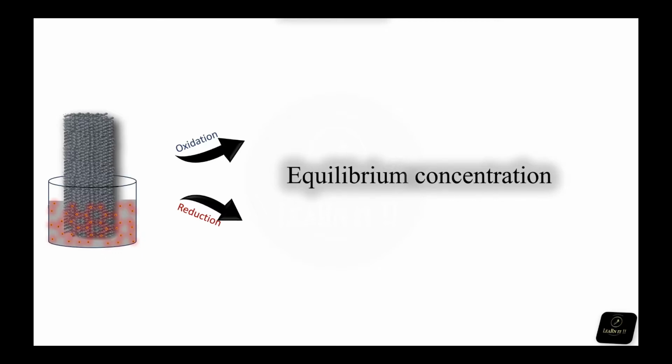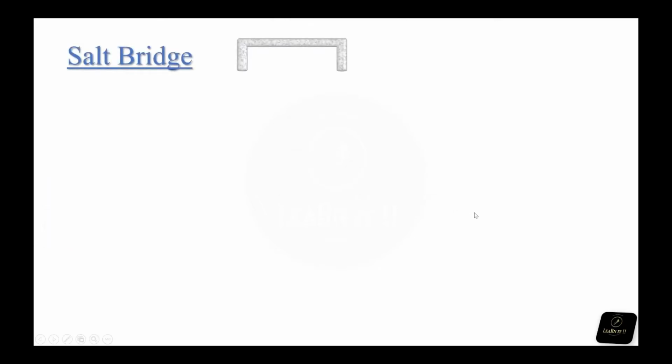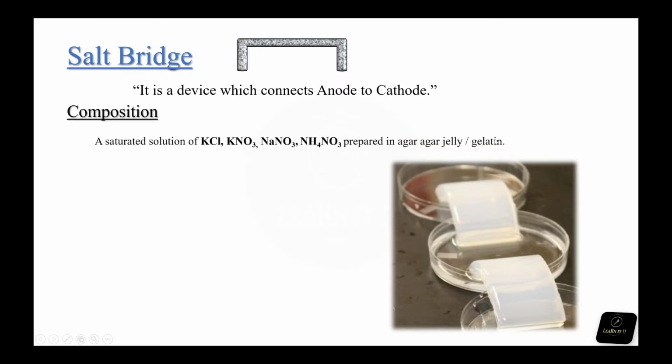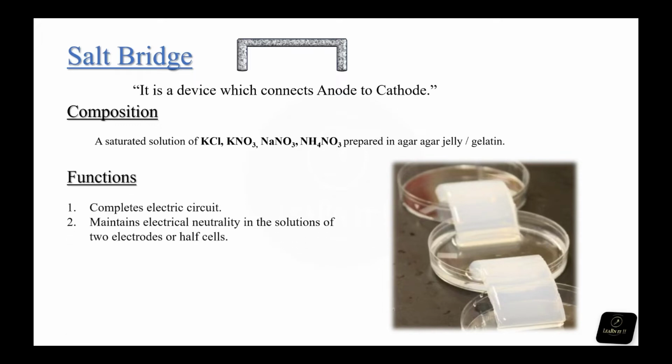The next component of the galvanic cell is the salt bridge. A salt bridge is a device which connects the anode to the cathode. It contains a saturated solution of potassium chloride, potassium nitrate, sodium nitrate, or ammonium nitrate, any one of them, prepared in agar-agar jelly or gelatin. The functions of the salt bridge are: first, it completes the electric circuit. Second, it maintains electrical neutrality in the solutions of the two electrodes, which are also called half cells.